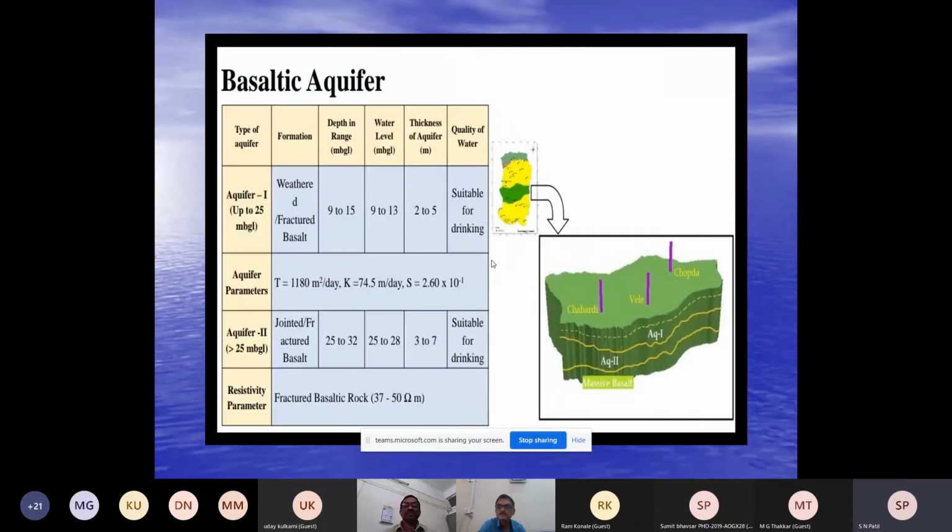This is the basaltic aquifer, which is on the northern side of the area. Aquifer 1 is weathered and fractured basalt up to 25 meter. This is the depth range, water level, and thickness. This is aquifer 2, jointed fractured basalt, 25 to 30 meter thick, and aquifer thickness is 3 to 7 meter. And this is an ideal sketch of the aquifer.